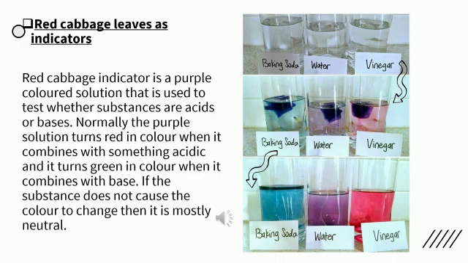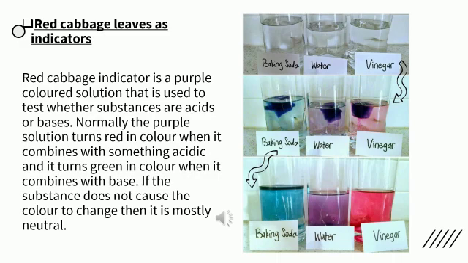Normally the purple solution turns red when you combine this solution with acid. That means it is acidic. And if you mix it with base, it turns green in color. That shows the basic nature of the substance. If the substance does not cause a color change, then it is mostly neutral.